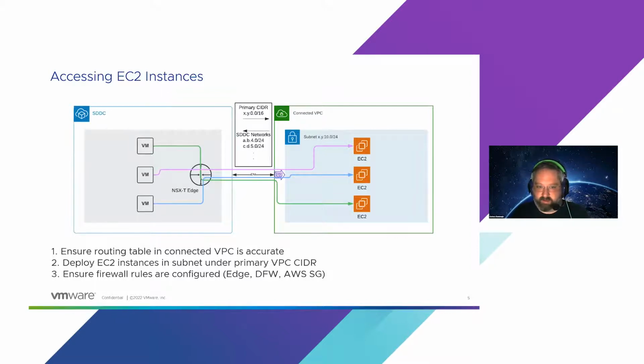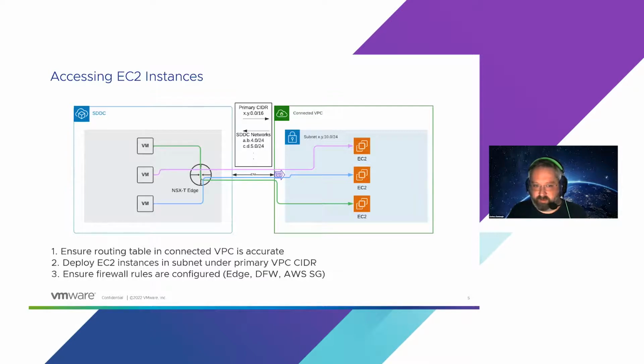So first things first, when you're deploying and configuring your connected VPC, you really need to keep in mind, and I'm going to mention this a few times just because it's important, the primary CIDR. When you deploy a native AWS VPC, it asks you what CIDR you want to use. In this example, we just have XY00/16, so fill in whatever you want for X and Y. When you deploy that, the maximum size you can set is /16. So that's what we used here.